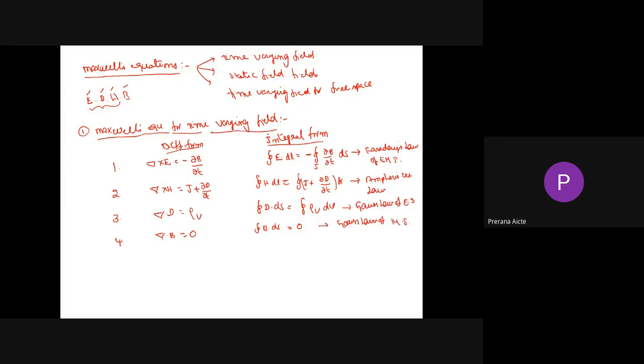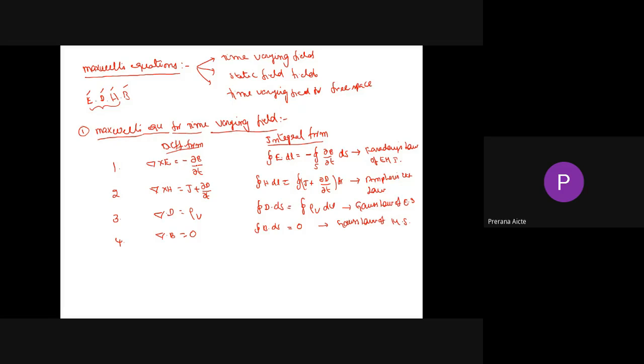Next, what are the Maxwell equations of static fields? In the static field there is no rate of change with respect to time. That is, it is always constant. The Maxwell equations are independent of time. See the first equation, comparing this differential form, this dou B by dou t is equal to 0 in the static fields, because the static field is independent of time. There are no changes with respect to time.